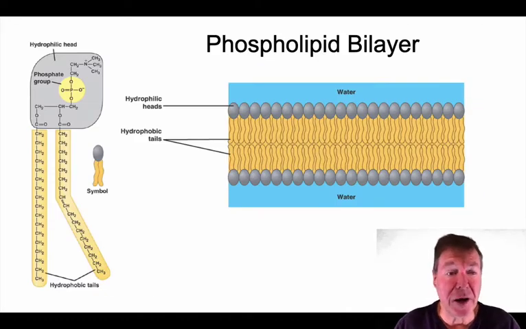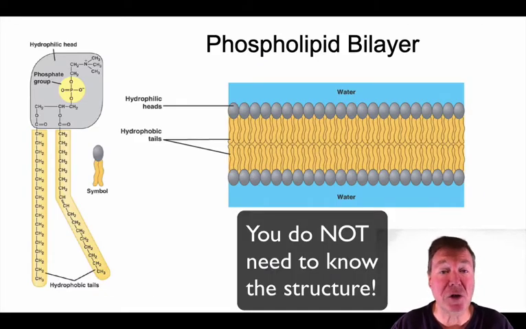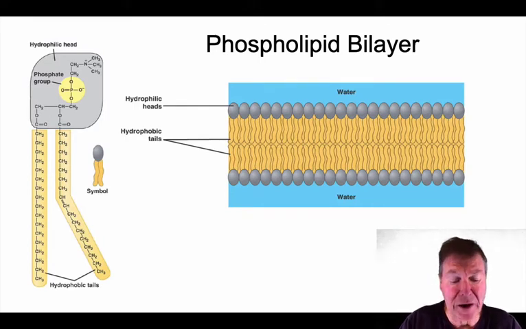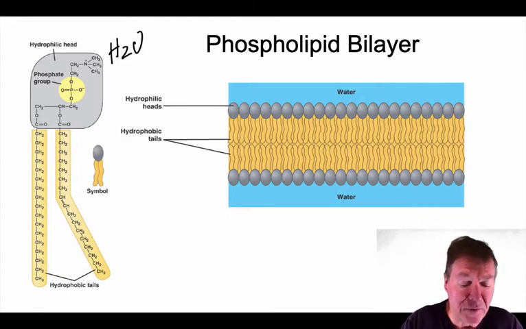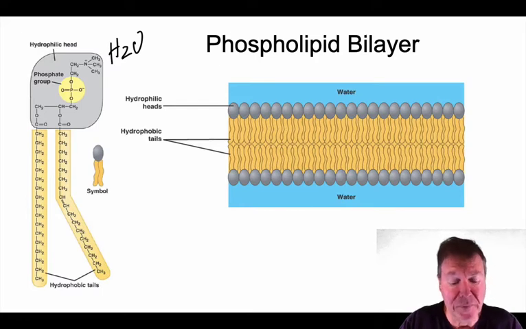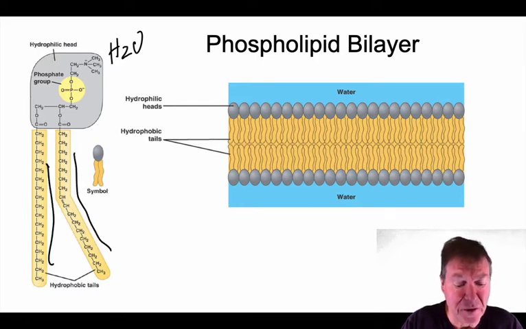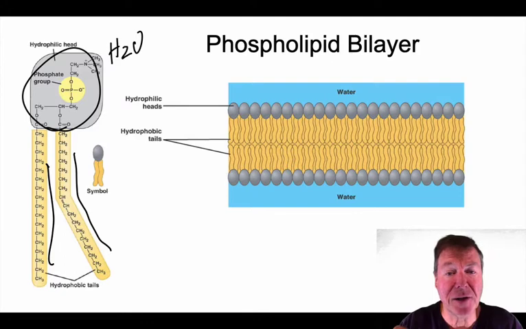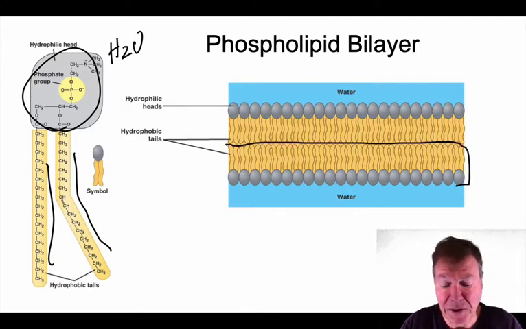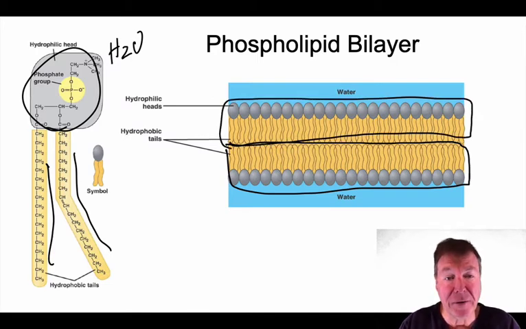Remember the phospholipid layer. And again, you don't need to know the structure of a phospholipid. Just get the idea that you have a hydrophilic head, which is attracted to H2O, water. And then you have the two tails, which are repelled by the water. So you have the head and you have the tails. And as a result, we get this bilipid layer. One layer of lipids and then another layer of lipids. Bilipid layer.